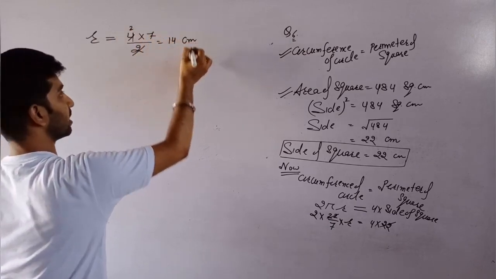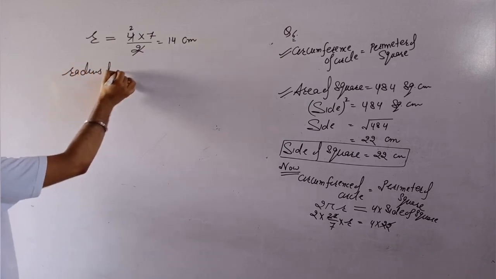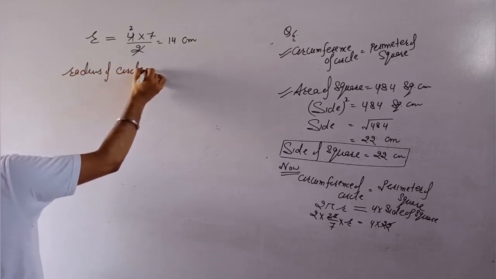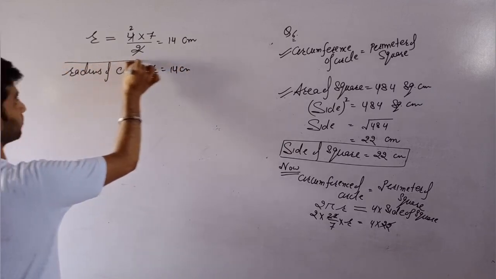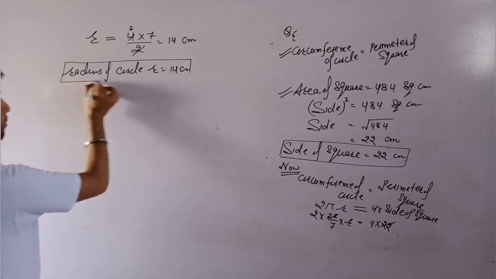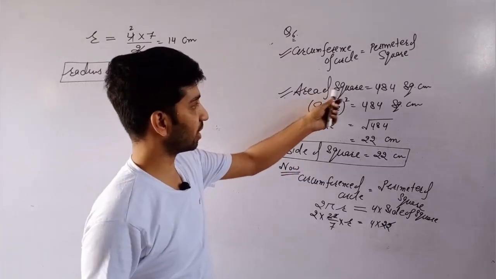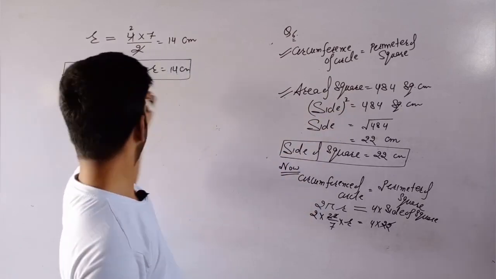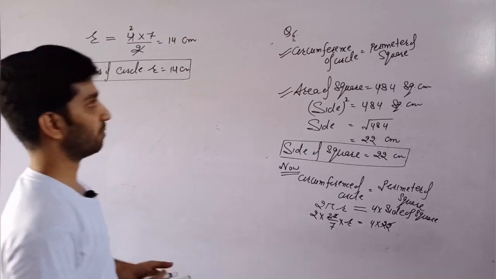Unit is centimeter. Now we have found the second value in this question, the radius of the circle. r is 14 centimeter. We have found the first value, that is the side of the square, by using the area of the square, and we have found the radius of the circle by using the relation that the circumference of the circle is equal to the perimeter of the square.